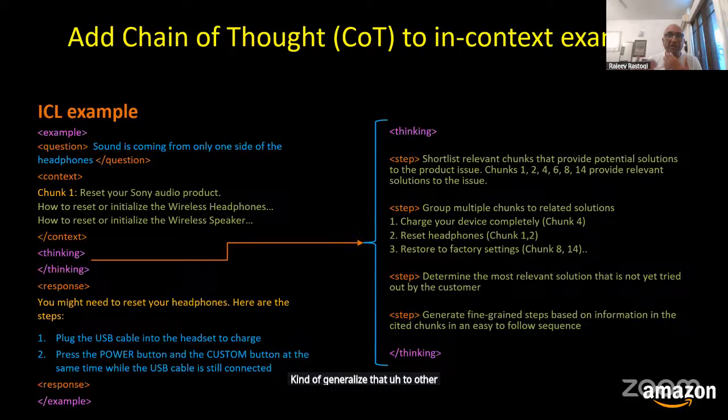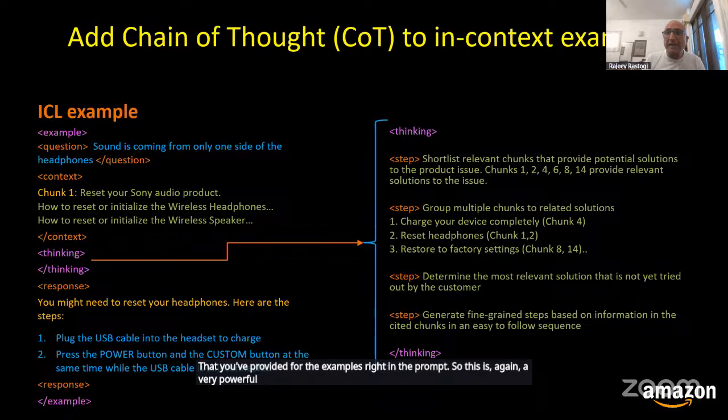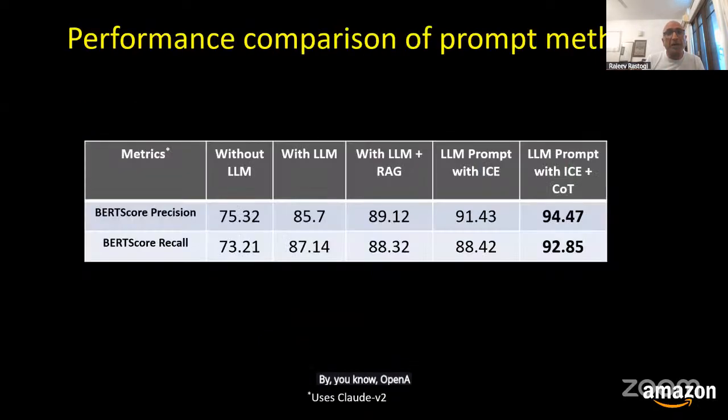That again helps the LLM generalize that to other user question context pairs, and come up with the appropriate response following the same reasoning steps that you've provided for the examples in the prompt. So this is again a very powerful technique to improve the LLM performance, and is being used a lot in a lot of these reasoning models that are being launched by OpenAI, DeepSeek, and so on.